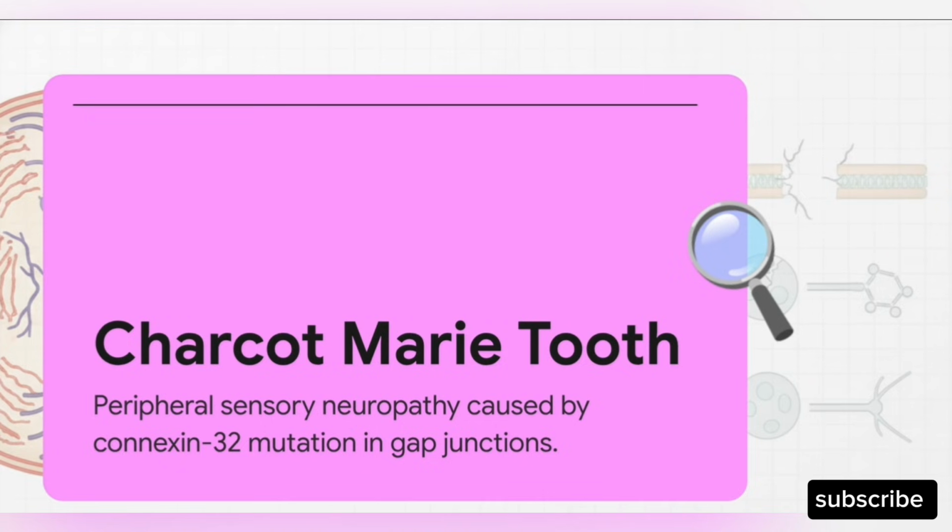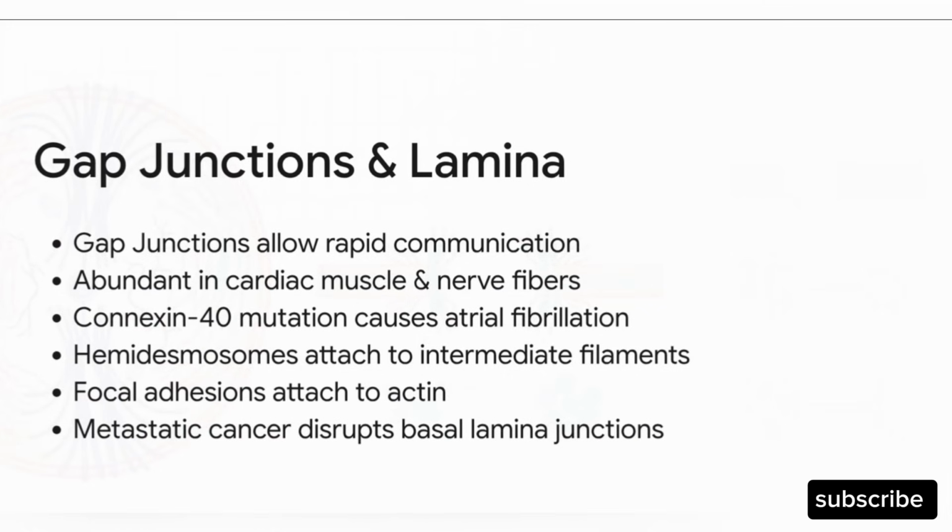A mutation specifically in connexin 32 directly leads to Charcot-Marie-Tooth disease. This is a very well-known peripheral sensory neuropathy. Notice how we are directly linking a tiny microscopic gap junction defect straight to a major clinical neurological presentation. To quickly wrap up our summary on gap junctions, always remember they are highly abundant in cardiac muscle and nerve fibers, simply because those tissues need to fire together rapidly and simultaneously. In fact, a mutation in connexin 40 affects the heart, directly leading to idiopathic atrial fibrillation.